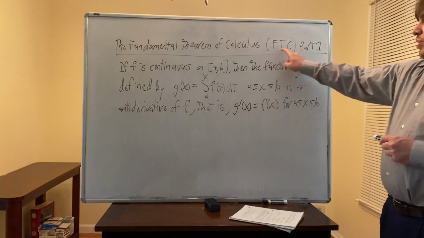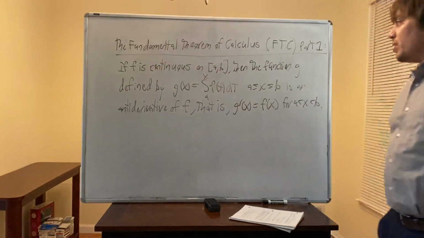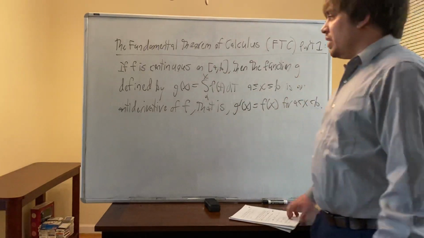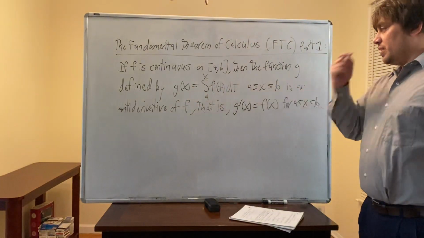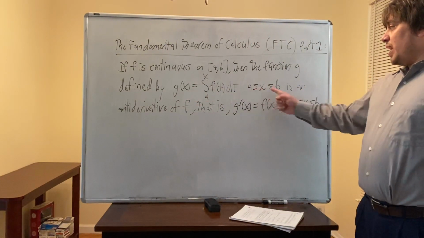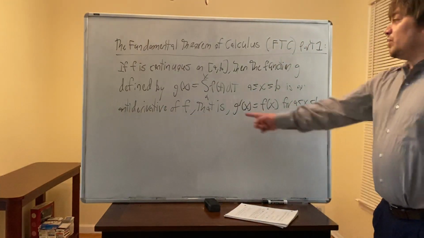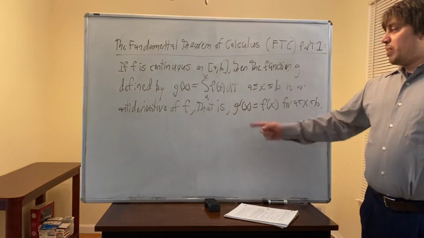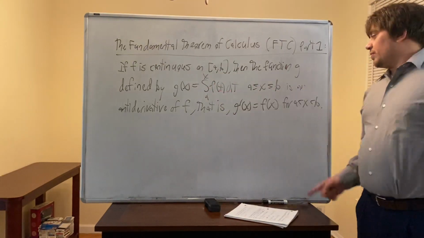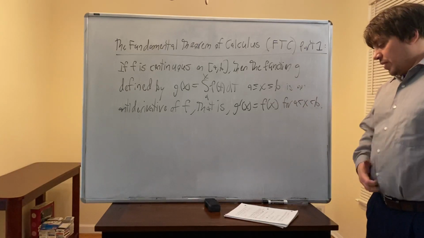So that is part one of the fundamental theorem of calculus, abbreviated FTC. If f is continuous on that interval, then the function g, defined by g of x equals the definite integral from a to x of f of t dt, for x between a and b inclusive, is an antiderivative of f. That is, the derivative of this definite integral, g prime of x, is equal to f of x for a less than x less than b. That is the fundamental theorem of calculus.